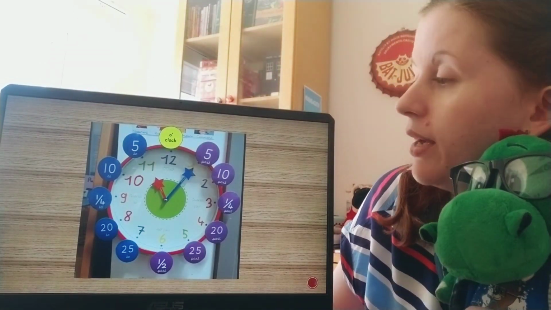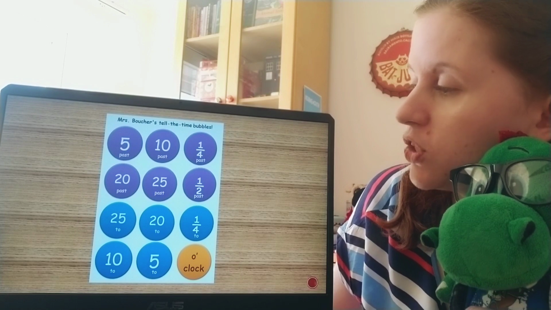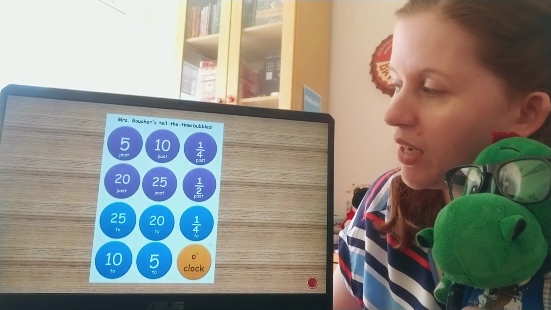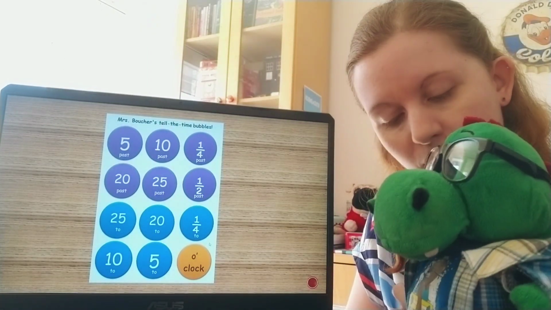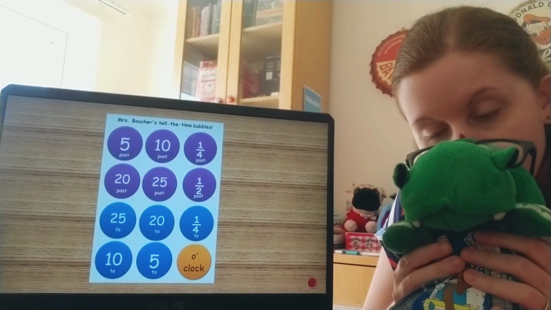So, just to help at home, I'm going to put a picture of these on my page so you can print them out and stick them to your clock at home to help you tell the time. Do you think that will help, Puffles? I hope so. It helps me tell the time.